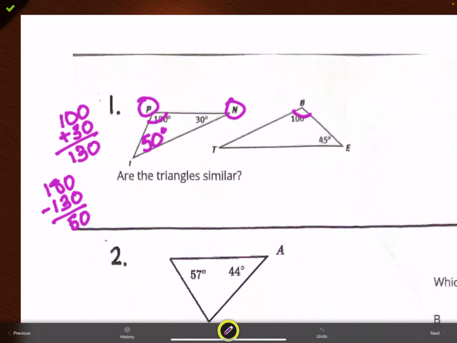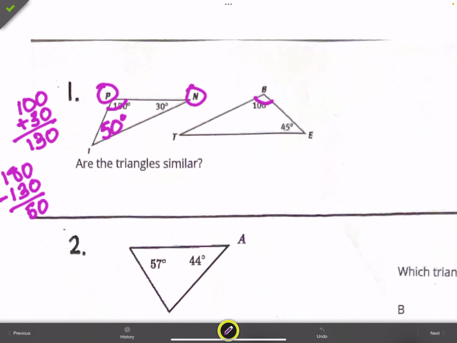Now we're going to do the same thing for this triangle because we don't want to make a decision until we know all of the information. So we're going to add angle B and angle E. So 100 plus 45 gives me 145. Subtract that from 180.